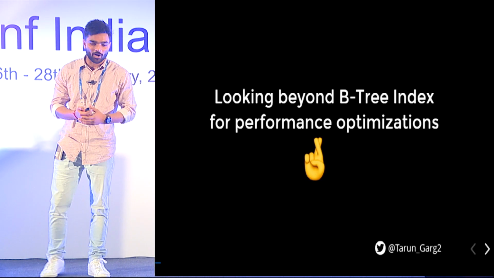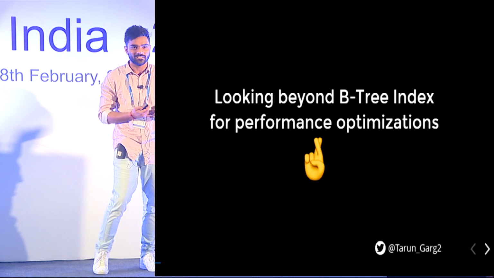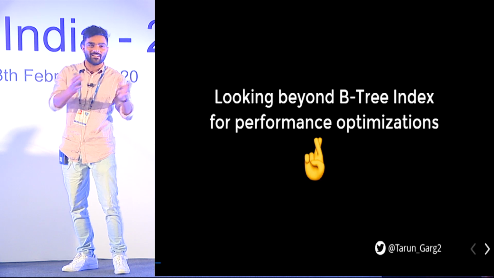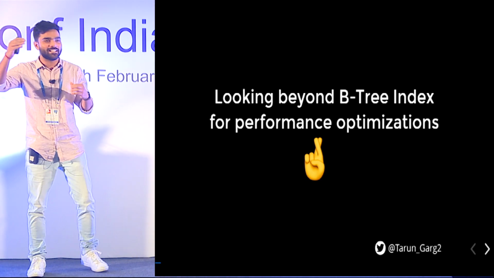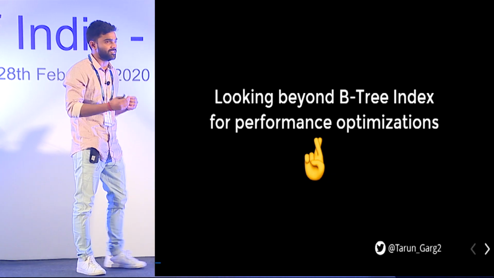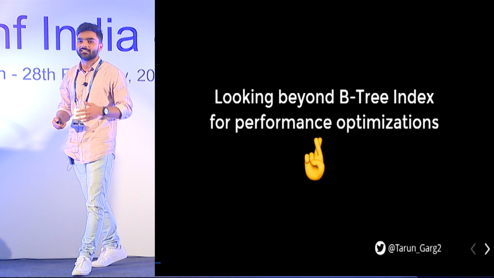So coming to the talk, the talk is about looking beyond B-tree indexes for performance optimization. It is not an opposite view, it is an alternative view. While we think of performance optimization, we think of, let's create an index. And what is an index in Postgres by default? It is a B-tree index.